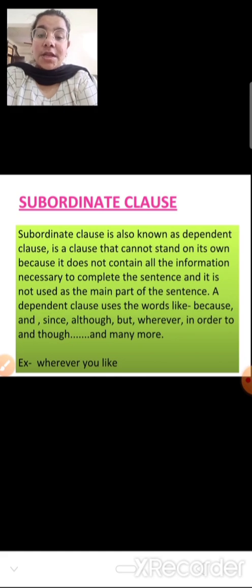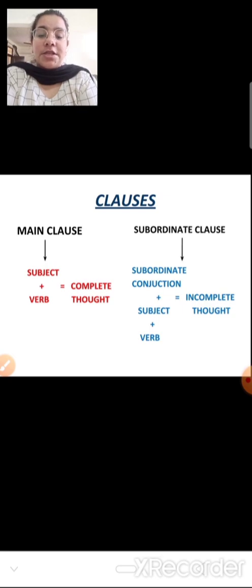Like snow was falling since yesterday. If I say since yesterday, you will not get the meaning. But if I say snow was falling since yesterday, now it is making complete sense. Since yesterday is a subordinate clause because it is incomplete without the help of the main clause, that is snow was falling. Now let us see the comparison between these two things.